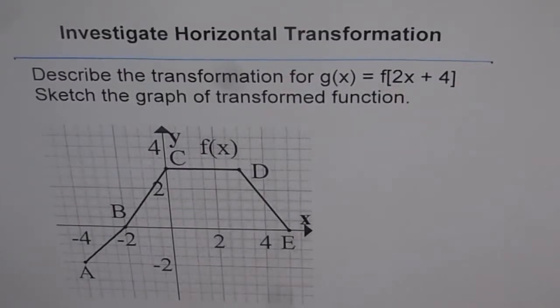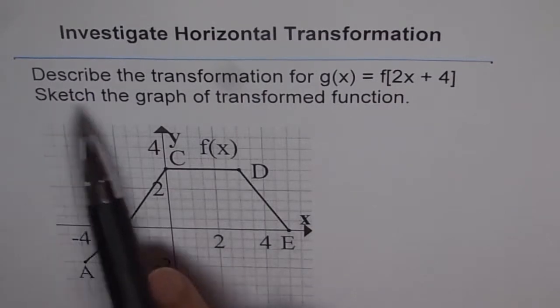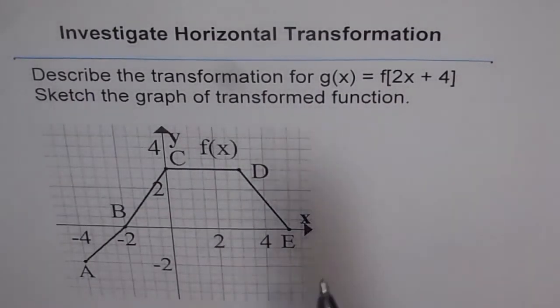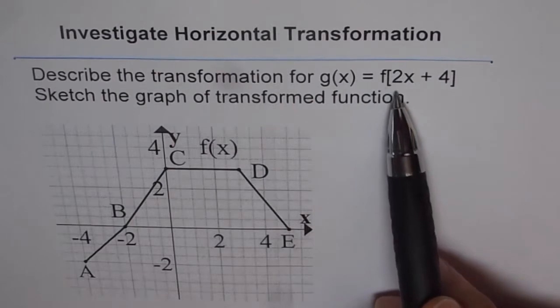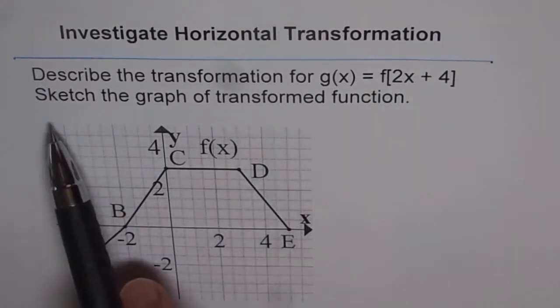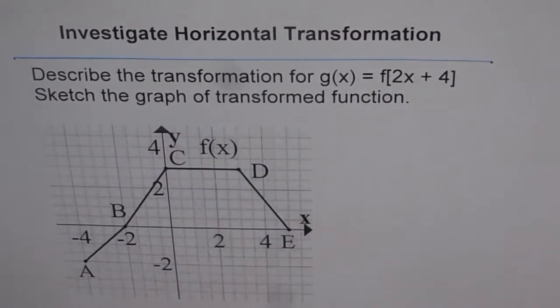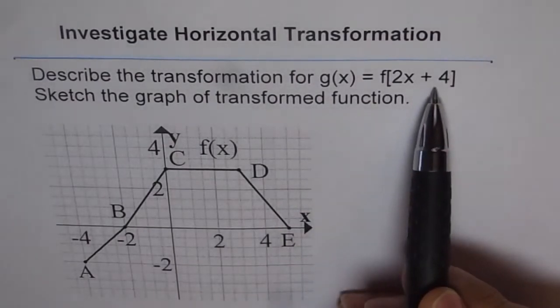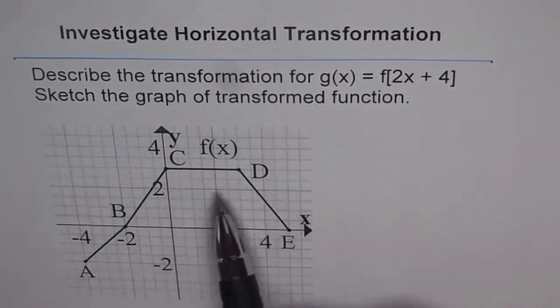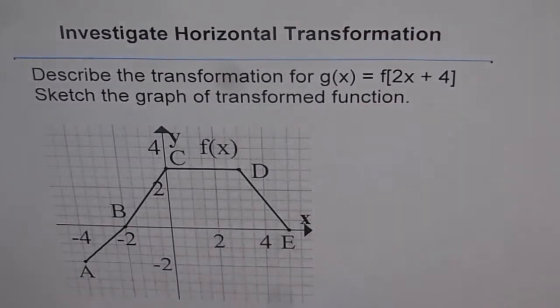Here is a question to test your knowledge. It says, describe the transformation of g(x) = f(2x + 4). Sketch the graph of the transformed function. So we are given a graph of the function f(x), which is a combination of a few lines. What you need to do is transform this function with this rule and then sketch it on the same graph, right?